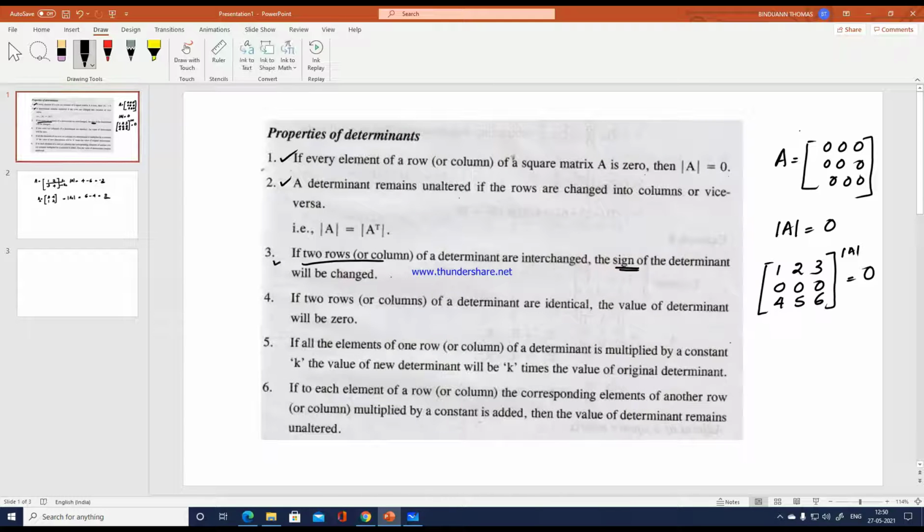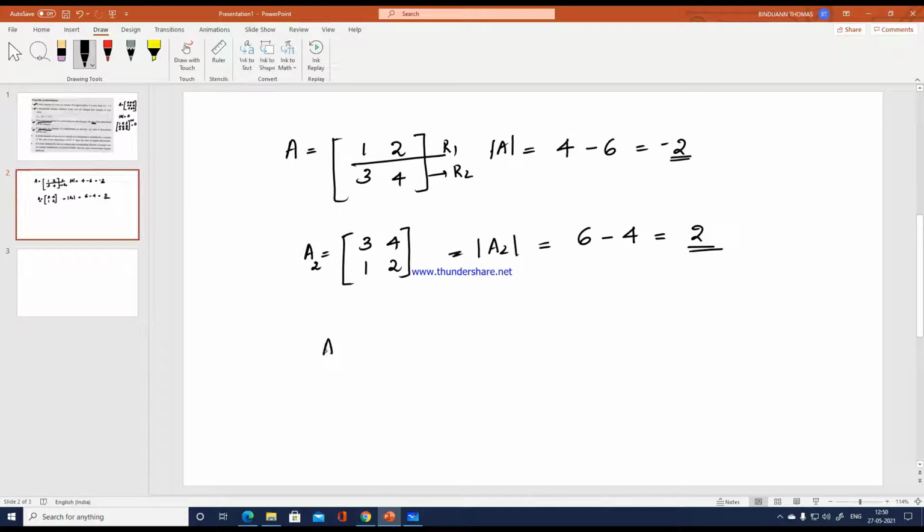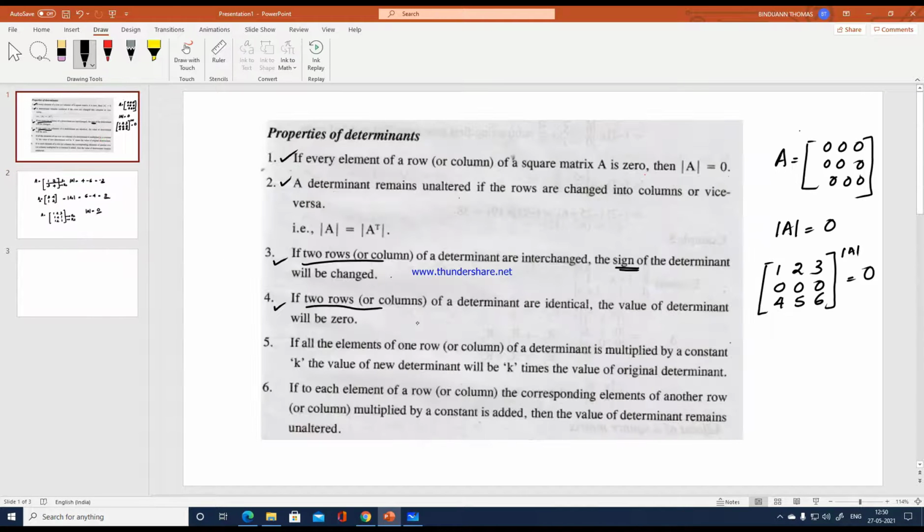Now let's see the fourth property. The fourth property states that if two rows or columns of a determinant are identical, the value of the determinant will be 0. Now see an example: A is 1, 2, 3, 1, 2, 1 and 1, 2, 1. So these two, row 2 and row 3, are identical. In that case, the determinant will be equal to 0. That is rule number 4.